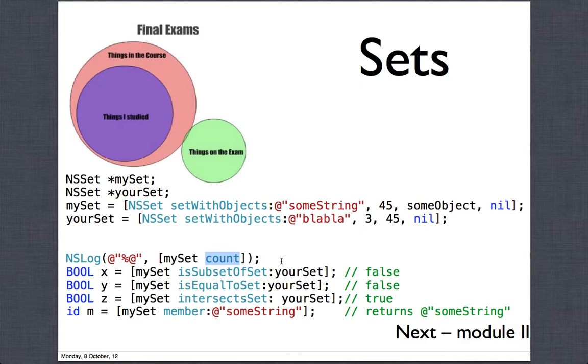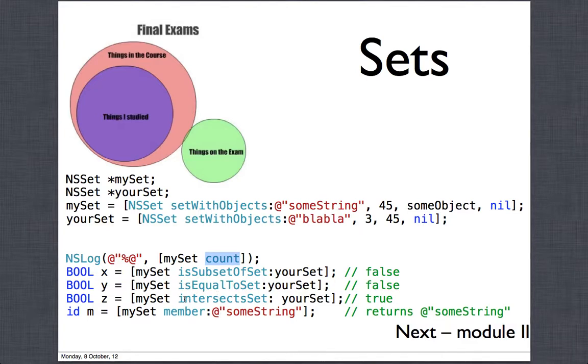I can get a boolean of is my set a subset of some other set, and in this example my set is not a subset of your set because it has completely different values, so it will be false. We can check the equalness, so if they are exactly the same, but order doesn't matter. So if I created two sets with the same objects inside but in different order, those sets will still be equal. So this would be true, but in this case it's false.